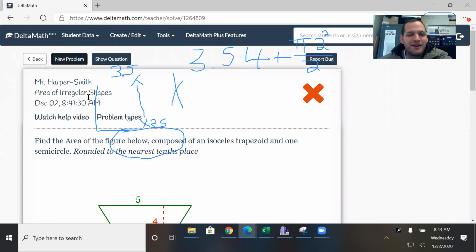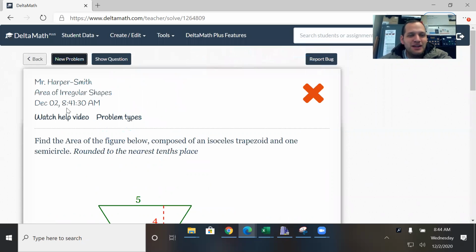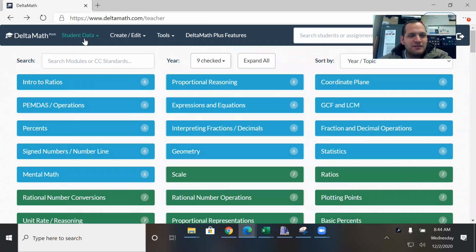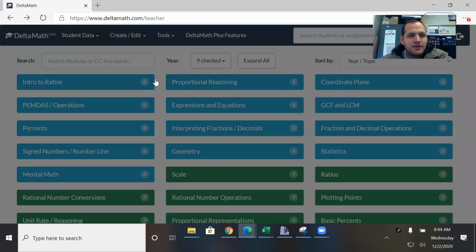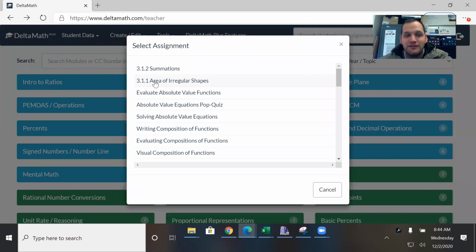Okay. All right. Try the assignment. The assignment today is listed as, let's see, what did I have it listed as? 3.1.1 area of irregular shapes. That is today's assignment, okay? It's just a whole bunch of different shapes. You go through and find the area of those shapes and you're set, okay?